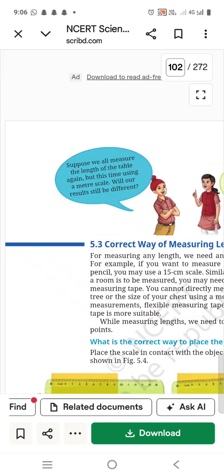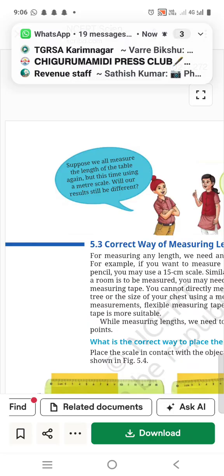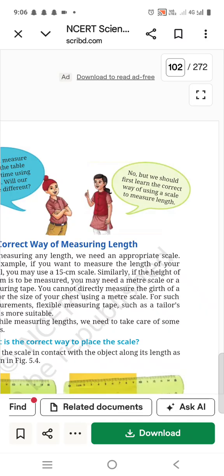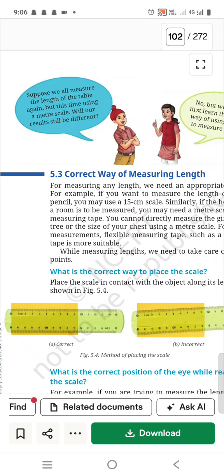Suppose we all measure the length of the table again, but this time using a meter scale. Will our results still be different? No, but we should first learn the correct way to measure length. Here we have 5.3, the correct way to measure length.